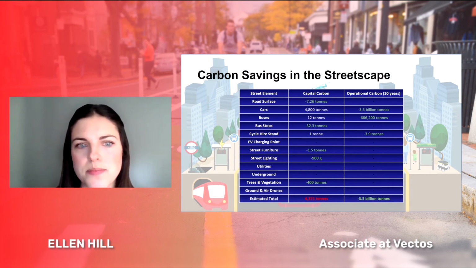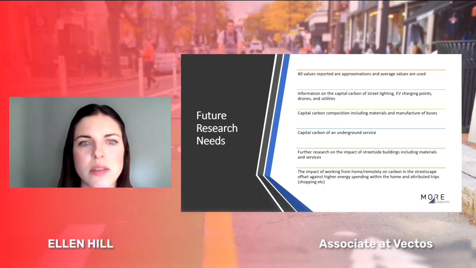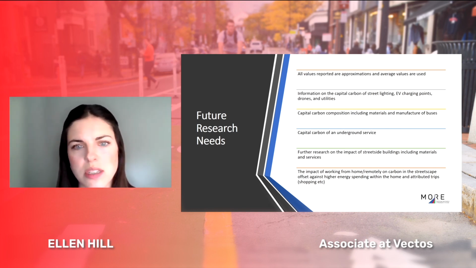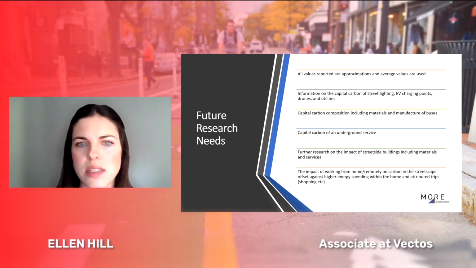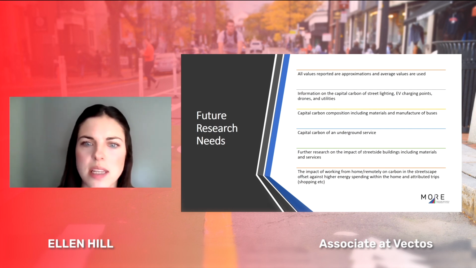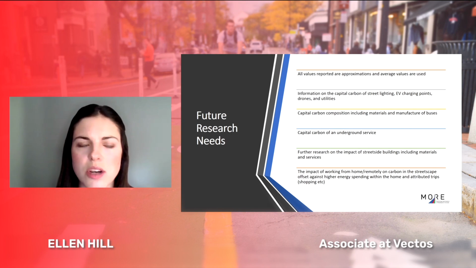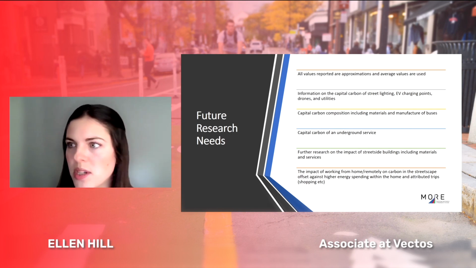Next slide, please. So building on this study might include deriving further information on the capital carbon costs of the missing streetscape elements, such as EV charging points, drones and utilities, as well as for buses and underground services. It'd be useful to expand the streetscape to look at the entire ecosystem, including street-side buildings, as well as the impact of working from home on carbon in the streetscape, offset against higher energy spending within the home or third place. And final slide, please.